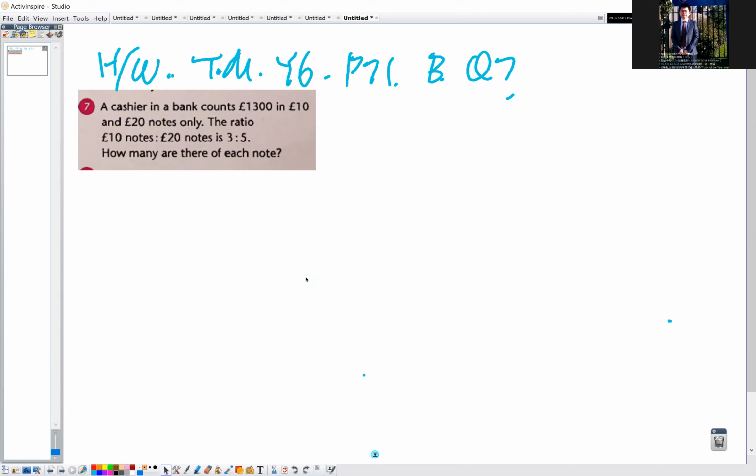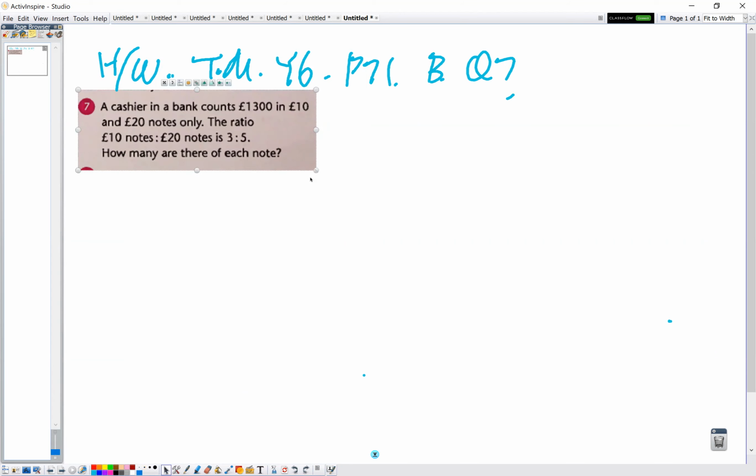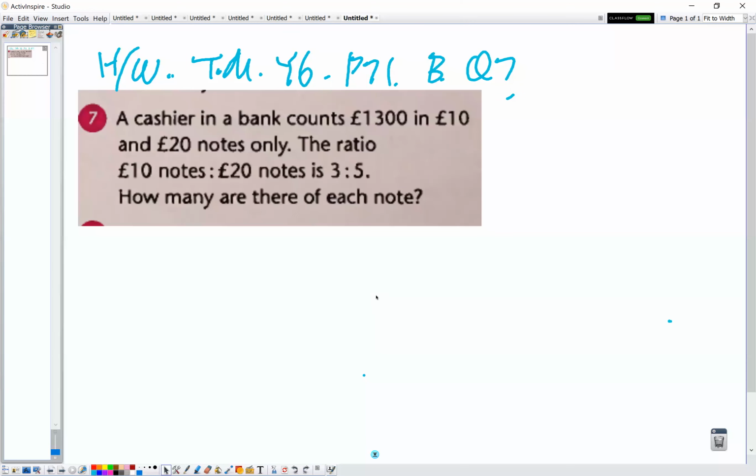This is a difficult question. The reason why we say it's difficult is because this 1,300, we talk about the value. The value is £1,300 here. However, the 3 to 5 is not a value. It talks about the number of notes. So step 1, you have to convert the ratio of the number of notes to the ratio of the value.